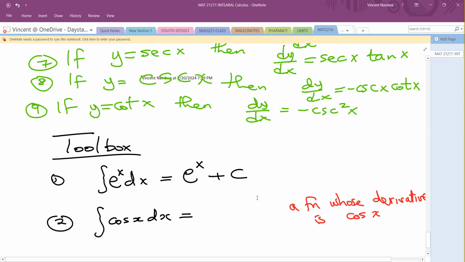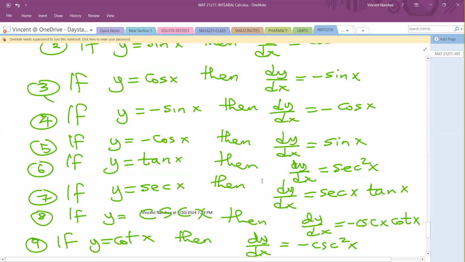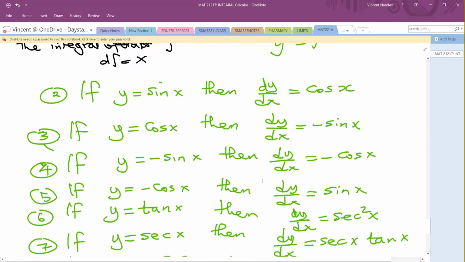So let me project here. On this list, which number gives us a function whose derivative is cos x? Remember, derivative, I mean dy dx. Sin x, this is number 2, okay? Yeah, remember, it is very slippery if you are not careful.